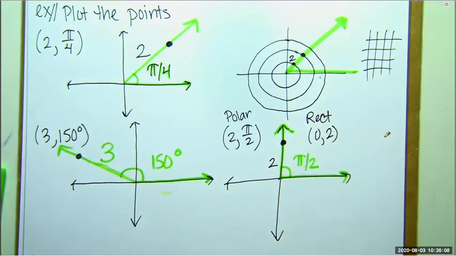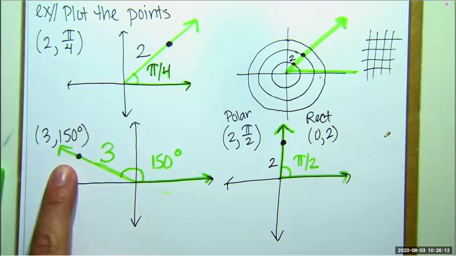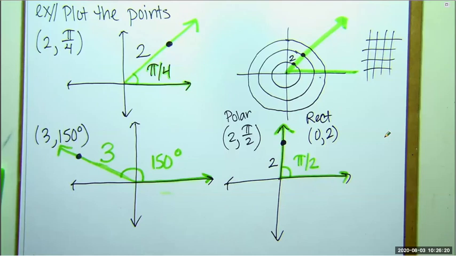What we're going to do later on in this section is learn how to take these other points and convert them to rectangular coordinates, and we'll go back and forth in both directions between polar and rectangular. And of course, it all boils down to trigonometry. Any questions on this one? Okay, let's do 2 more.